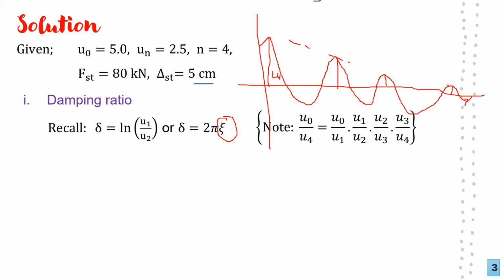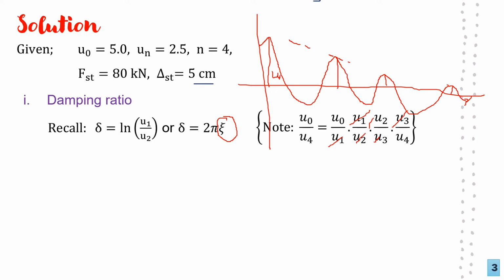So note that we can also express these 4 cycles, U0 over U4, as the product of U0 divided by U1, U1 over U2, U2 over U3, U3 over U4. You see, if these cancel like this, we are left with U0 over U4. So it's a product of the different ratios of consecutive amplitudes.